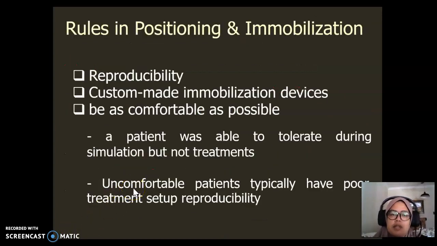So the first rule in positioning and immobilization is that it needs to be reproducible. It doesn't need to be out of this world or something that is not comfortable for the patient. It's not something that we want, okay? Because reproducibility really means that the patient can maintain the same position again and again, and it should be comfortable enough for the patient to maintain their position. And if possible, we will personalize the immobilization device for each of the patients.